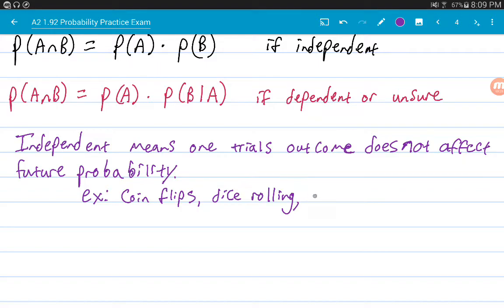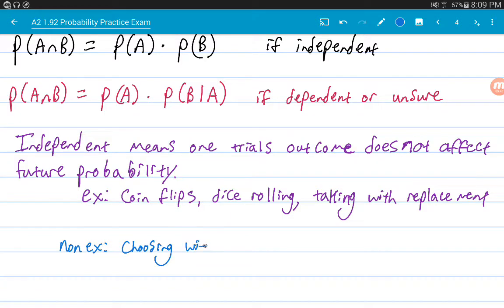We also have taking things with replacement. So that means putting things back. Non-examples, things that are dependent, are like choosing without replacing.